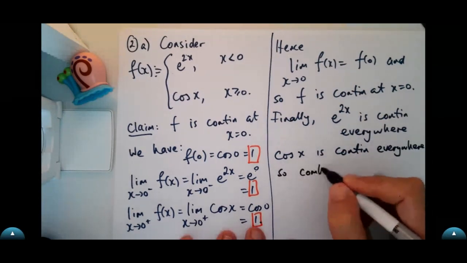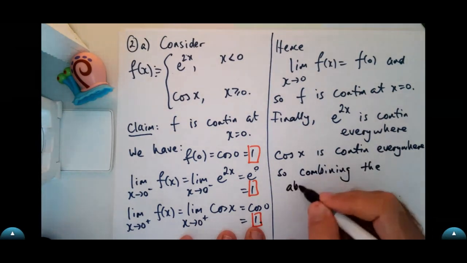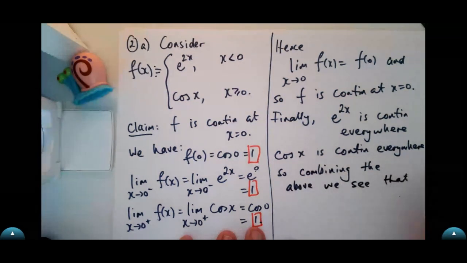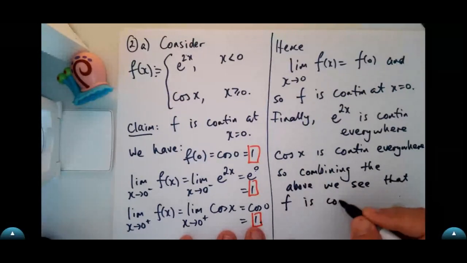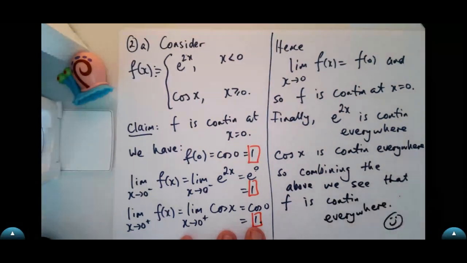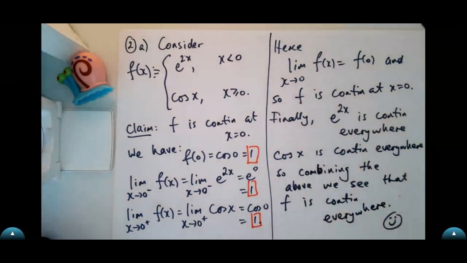So combining the above, we see that f is continuous everywhere. Okay. Now, I've written a lot there, but like I said, I'm trying to explain it and also solve it at the same time. Okay.